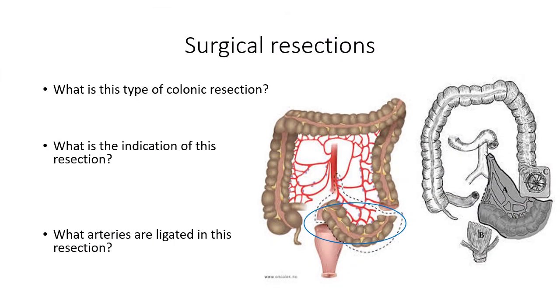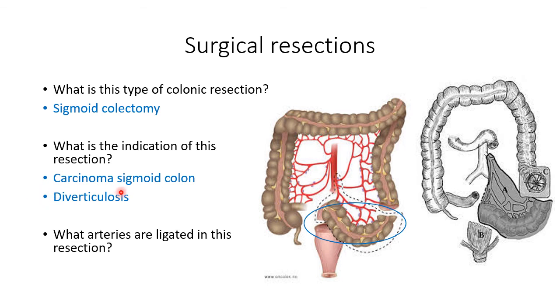What type of resection is this? This is where the sigmoid is removed, so this is known as a sigmoid colectomy, where the whole sigmoid is removed here. What is the indication for this resection? Carcinoma of the sigmoid colon and complicated diverticulosis of the sigmoid colon, such as bleeding or perforation.